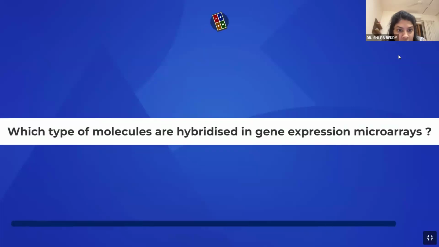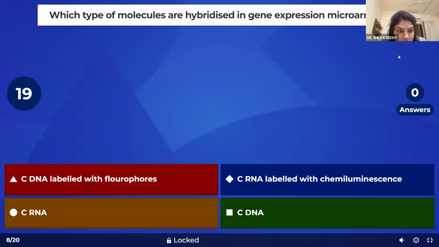Which type of molecules are hybridized in gene expression microarrays? Complementary DNA with fluorophores, complementary RNA with chemiluminescence, complementary RNA, or complementary DNA.